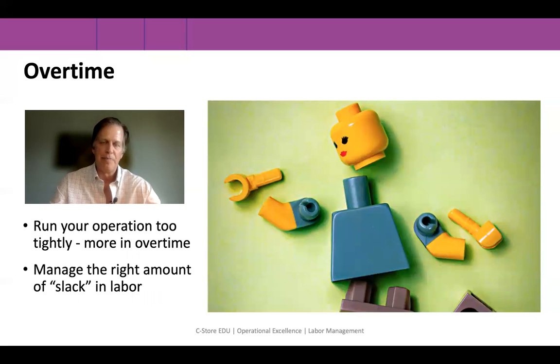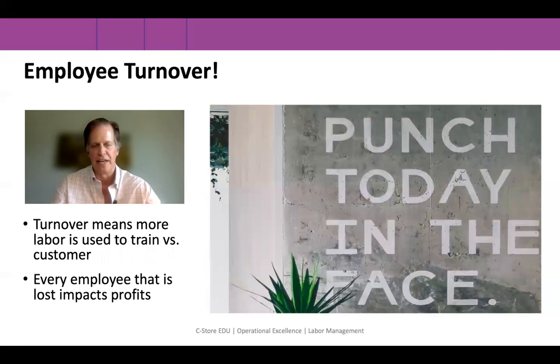Overtime, it's pretty simple. If you run your ship too tightly, you're going to spend more in overtime. So you want to have just enough slack to be able to accommodate an ebb and flow of sales if you're off a little bit by projections. The best thing that could possibly happen is 2 buses show up in front of your store and all these people come out and you have a huge influx in sales. You're okay spending some overtime there to accommodate that fresh surge of sales.